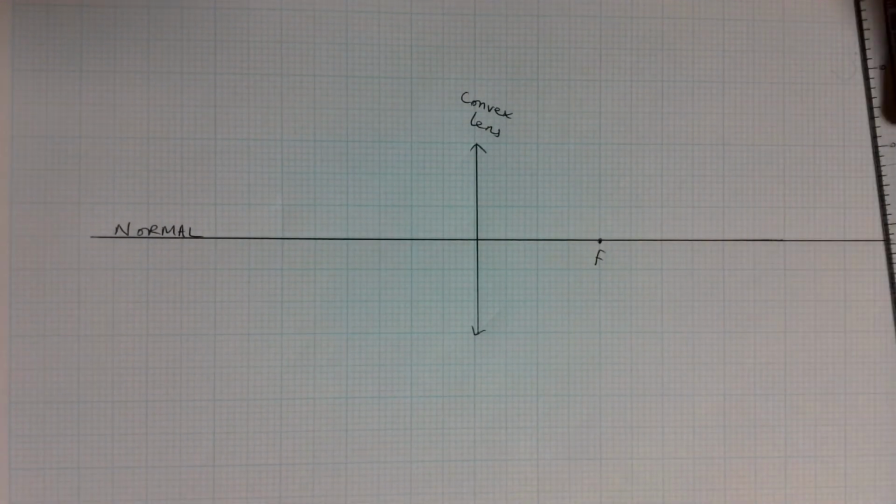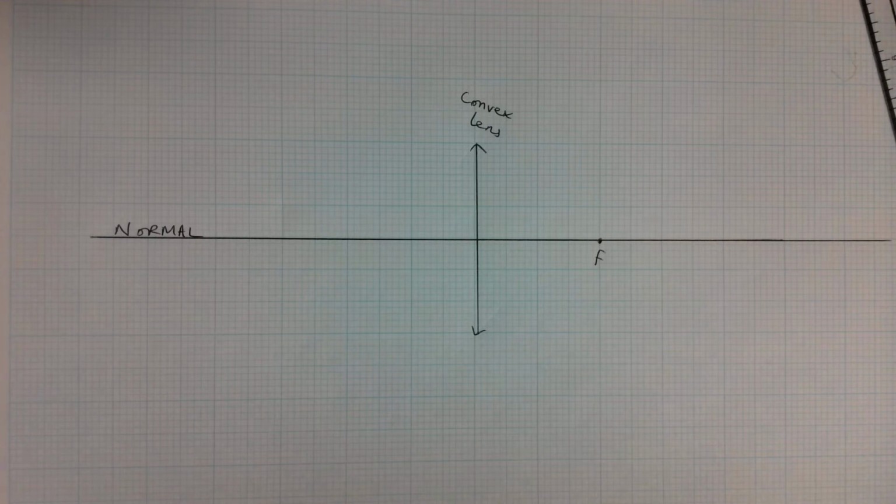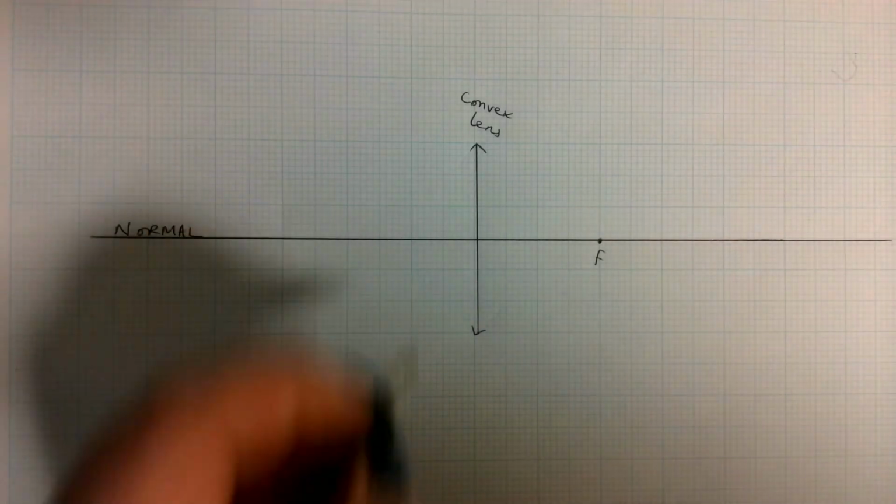Now the different thing we're going to do with this today is we're going to make the object closer than the focal point. So we're going to see what that does. The first example was an object that was further away from the lens than the focal point. This time we're going to go for closer to the lens than the focal point.